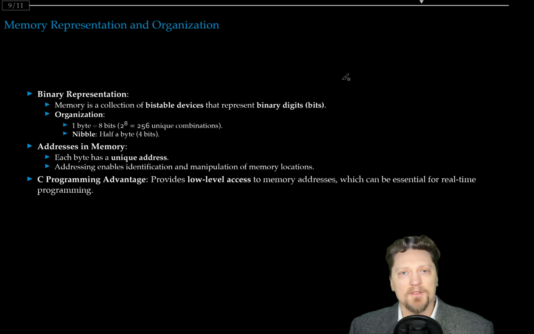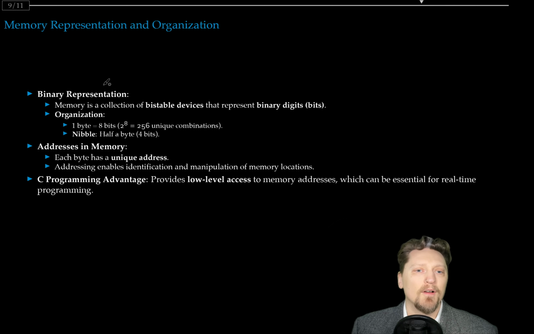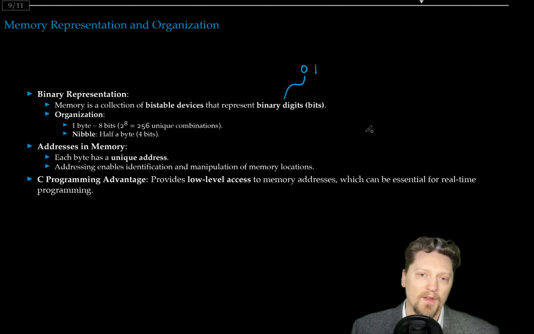Memory representation and organization. So binary representation. Memory is a collection of bistable devices that represent binary digits or bits. Binary digits are 0 and 1. Okay, so a bistable device can represent two states, so we usually give the two states the names 0 and 1.